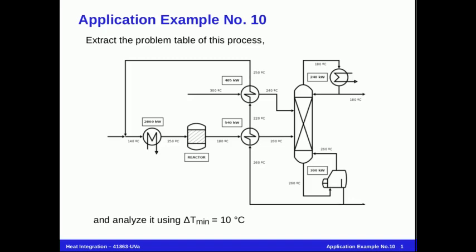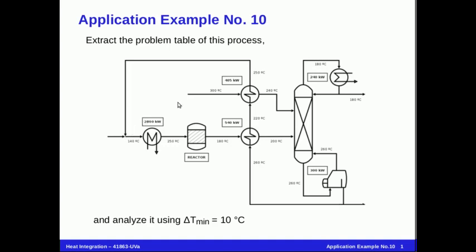Hi everyone, in this application example we are asked to extract the problem table, the streams of this process from this process flowsheet and analyze it using a minimum approach of 10 Celsius. Data extraction is fairly simple, fairly straightforward, except for the hidden heat exchange in the recycle mixing.